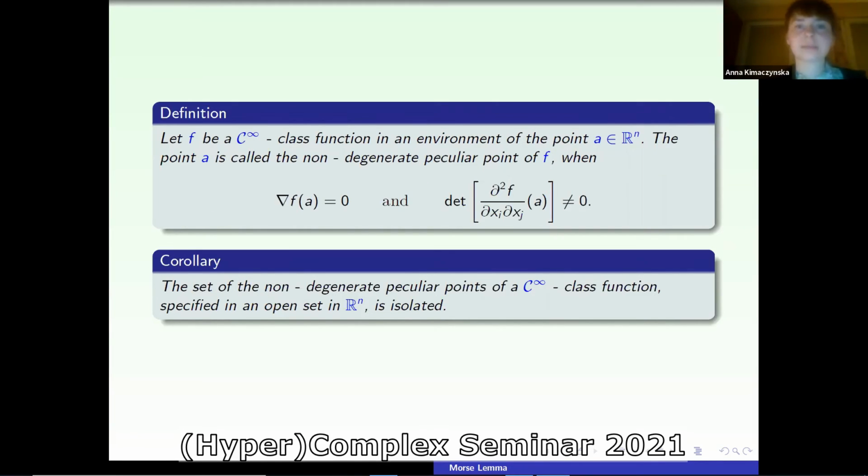Now we define the non-degenerate critical point. Let f be a C infinity class function in an environment of the point A. Then the point A is called a non-degenerate critical point of f when nabla f of A is equal 0 and the Hessian of f in A is not equal 0. The corollary of the Morse lemma is that the set of non-degenerate critical points of a C infinity class function specified in an open set in R^n is isolated.